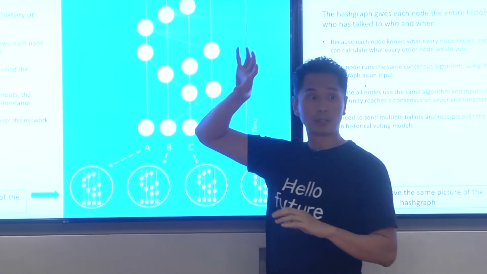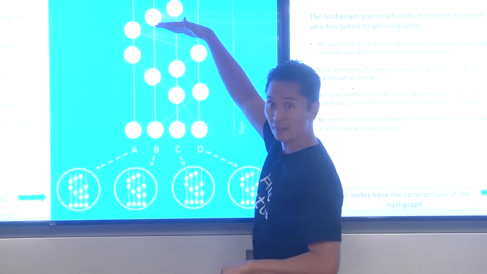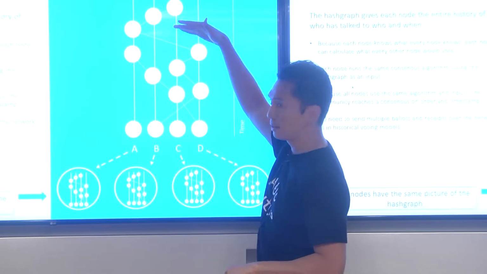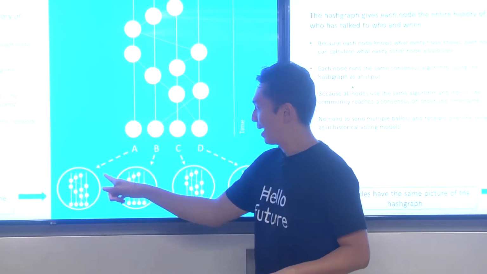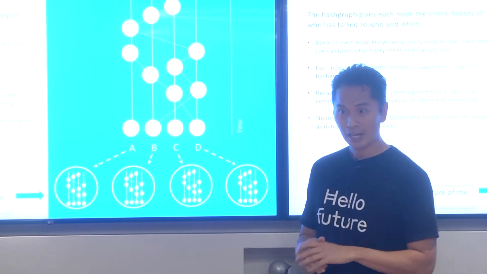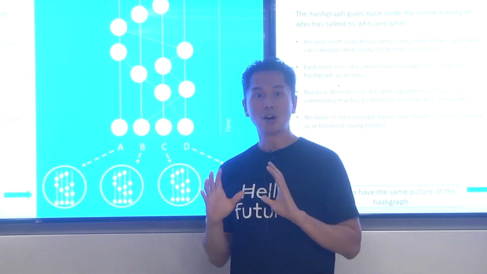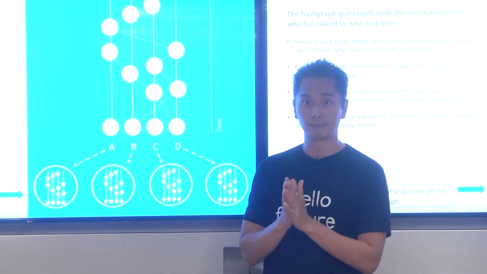As the transactions are being gossiped around to nodes in the network, at the bottom of the hash graph, every single member of the network has the same identical image of the hash graph. And the hash graph gives you the entire history of who has talked to who and when.